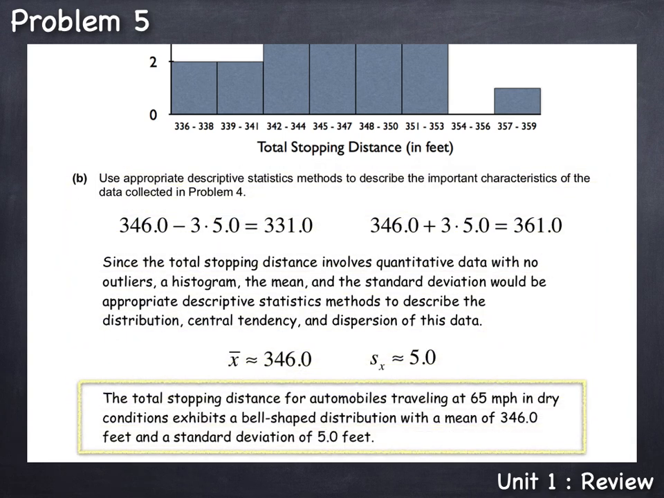The total stopping distance for automobiles traveling at 65 miles per hour in dry conditions exhibits a bell-shaped distribution with a mean of 346.0 feet and a standard deviation of 5.0 feet. This is just one acceptable description that can be given. Again, you could give an acceptable description of the important characteristics in lots of different ways. That is, you can give the order of the distribution, central tendency, and dispersion in whatever order you want. Just make sure you use the words of the problem and the appropriate descriptive statistics to complete your description.